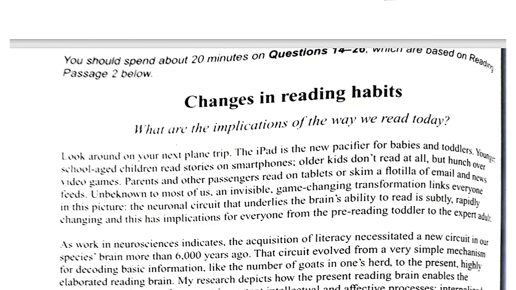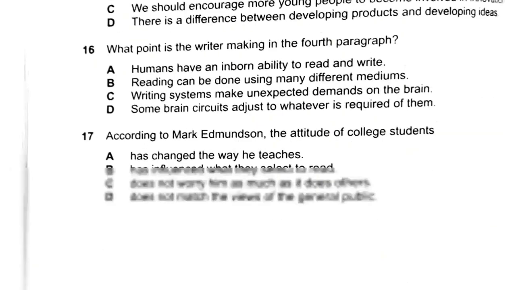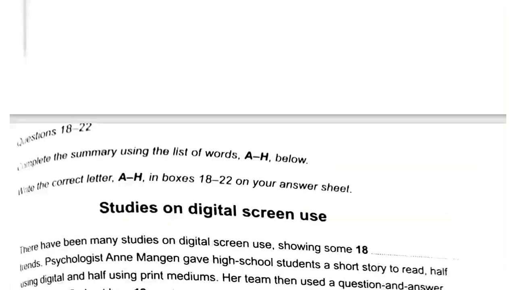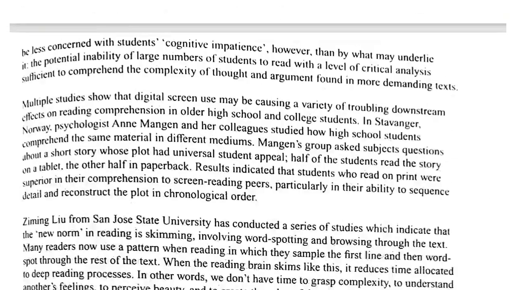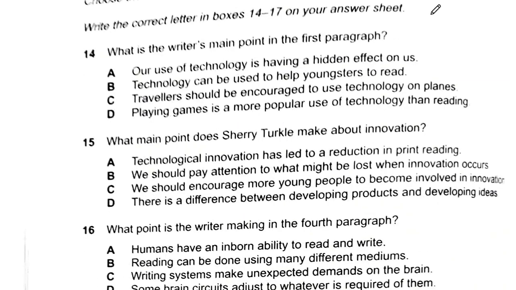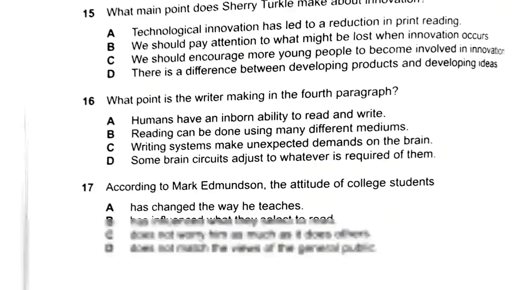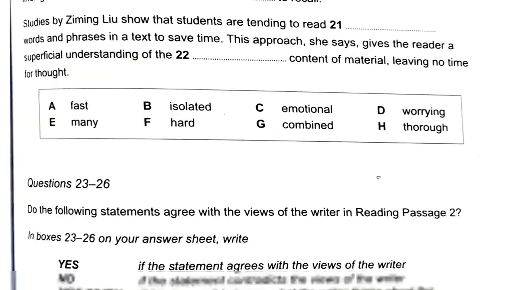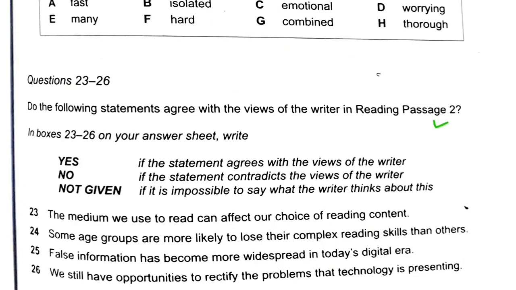In this test paper, we'll be looking at MCQ questions, complete a summary, and yes, no, not given questions. So first, we'll have to read the topic sentence. It is: given changes in reading habits, what are the implications of the way we read today? So this is the heading. Now we'll be looking at whether the questions are in order or not. This is MCQ, they are in order. Then complete a summary, they are also in order. We have yes, no, not given. So this is also in order.